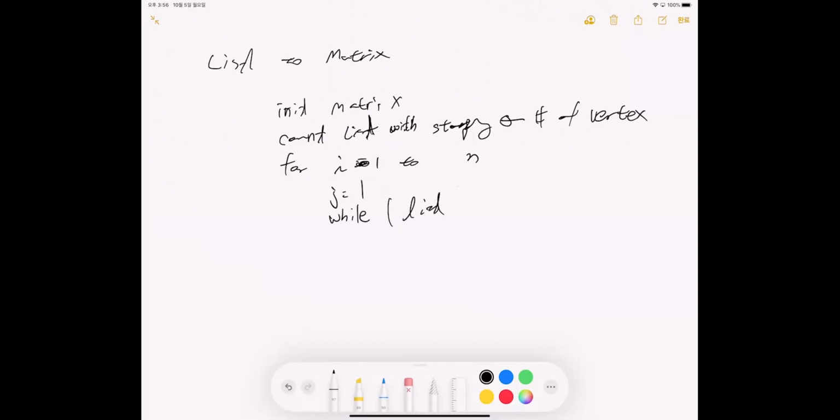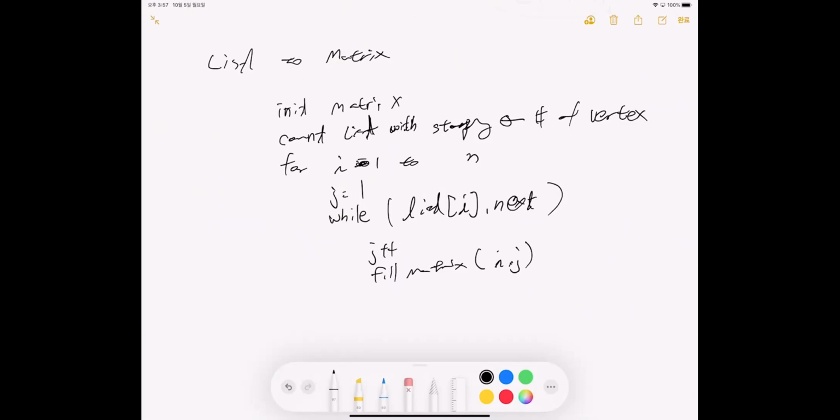list i dot next is available, then j plus plus, then fill matrix, the visit of i and j. Is that what you're going to do? Basically it is, right? Yeah.